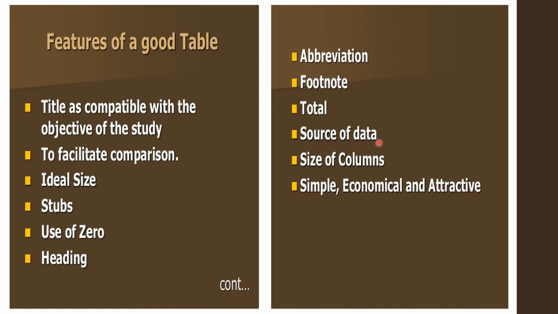Coming to the size of columns, what should be the size of column? The size of columns must be uniform and systematical. It should not be in an unsystematic manner. We have to keep this thing in mind. And coming to the last feature and the most important one, the table must be simple, economical and attractive. So all these are the features of a good table.